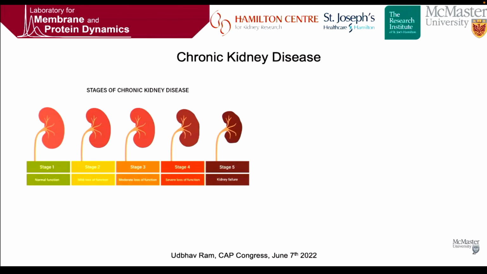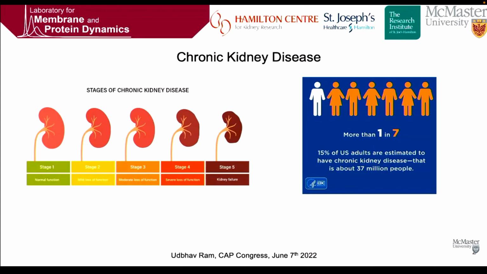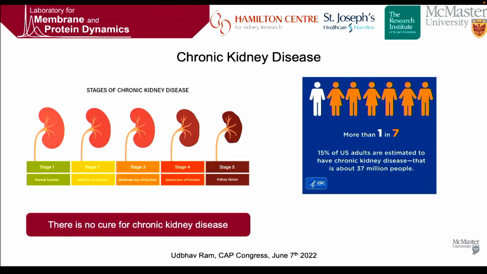And you may think that this isn't something that affects you or anyone you know. But I can tell you that more than 1 in every 7 American adults suffers from chronic kidney disease. That's more than 37 million people in the US alone. So it is very much something that we need to solve. And I say that because chronic kidney disease currently has no cure. And that's crazy. 37 million people in the US alone and no cure.